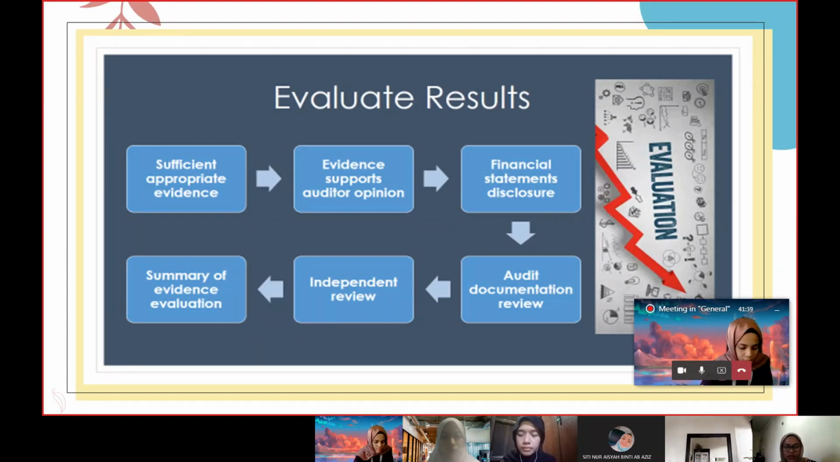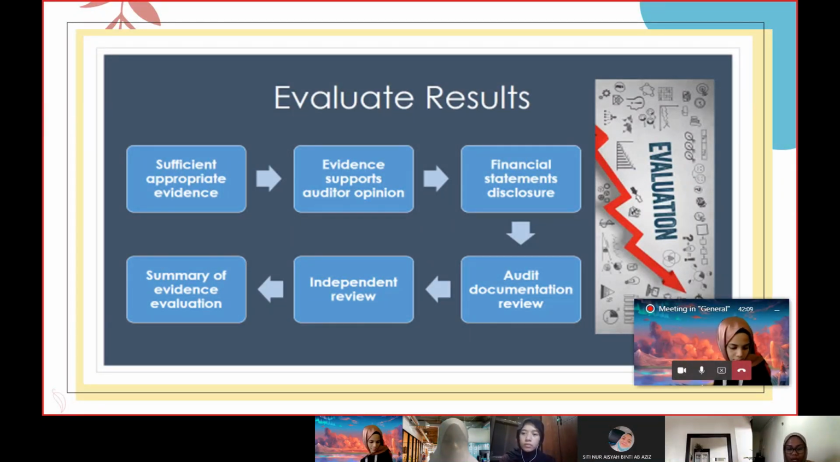Okay. So the third is financial statement disclosure, where the auditor must make a final evaluation to satisfy the financial statement and disclosure objective, to satisfy the performance and result. So fourth, audit documentation review. In the completion, the audit through first, there's 2 points here.